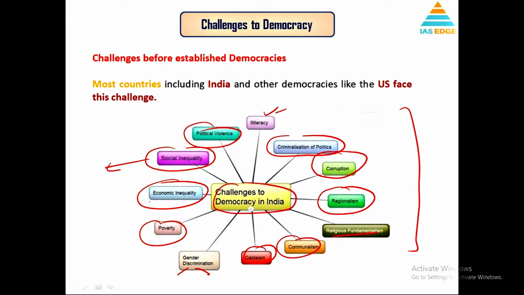We have problem of communalism. People are divided on religious line. We have problem of casteism. There's a problem of gender. So women are not given due respect. There's a problem of poverty. There's a problem of inequality. There's a problem of social inequality. There's a discrimination based on your caste. There is a political violence also. So we have so many problems in democracy with varying degrees.